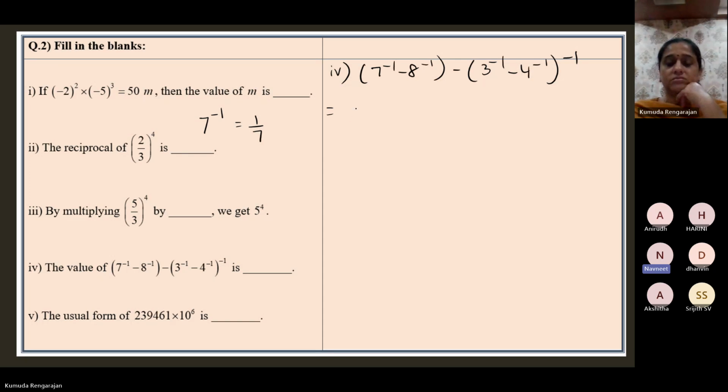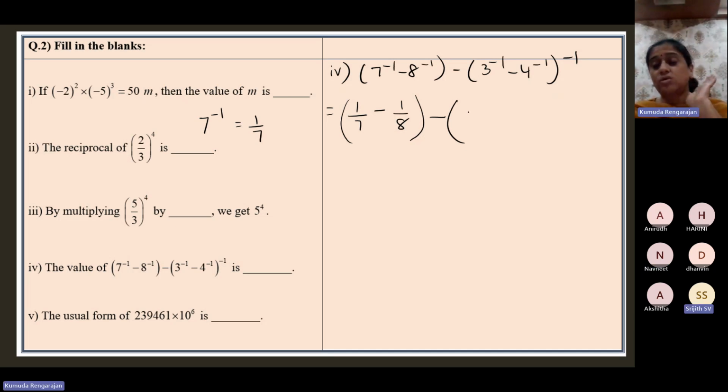Ma'am, can I do? Yes, ma'am. So 1 by 7, minus 1 by 8. And minus, just to put the thing which is in the RHS, just put it like that, since I'm going to find the LCM of the LHS. You're explaining, you tell me what I should write.